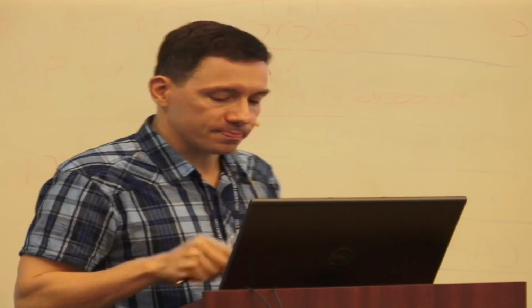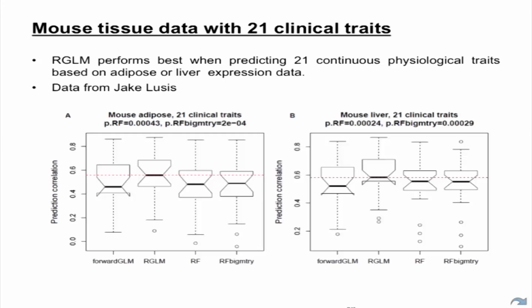Similarly, the random forest gets worse if you allow for pairwise interactions. And so it's really only the RGLM that benefits from it. Okay. Yeah, in any event, for these mouse tissues, we get a similar story.